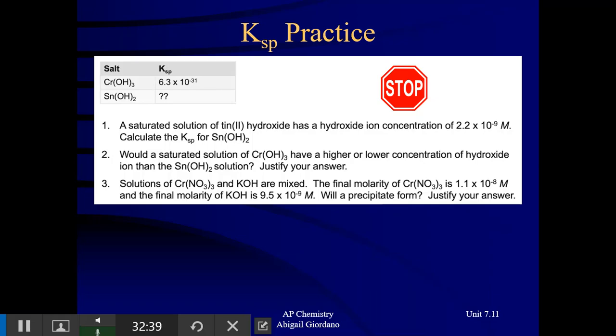Okay, let's look at number 2. Would a saturated solution of chromium hydroxide have a higher or lower concentration of hydroxide than tin? We know the hydroxide concentration from number 1, the concentration coming out of tin hydroxide. The implication here is that we're going to have to solve for the hydroxide concentration in chromium hydroxide. But you'll notice, move your eyes up, we have the KSP value for that compound. So we're going to set this up just like we do all the others.